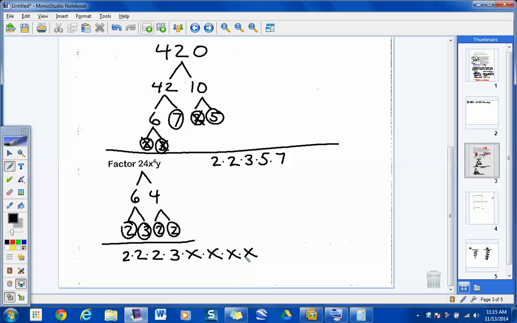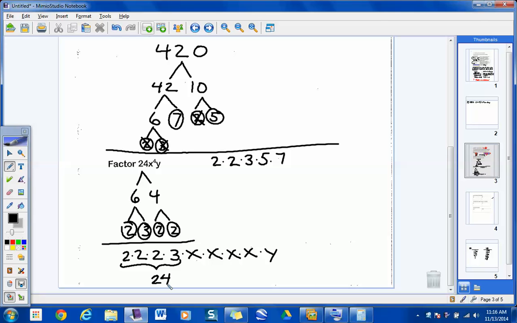And then what's the last thing you think I'll follow up with? A y. There's just one of them, right? This part right here is 2 times 2 times 2 times 3. What do you think that multiplies to? It'd be 24, isn't it?